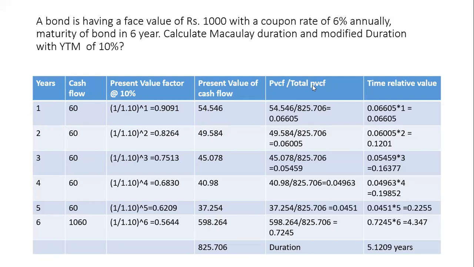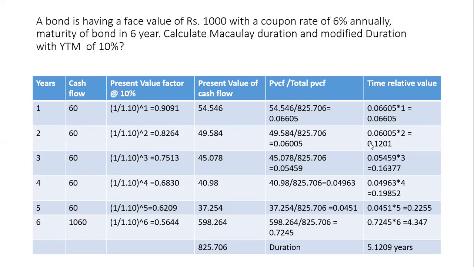You can also write the current market price and divide by it, but if it is not given in the question, you will take the total present value of cash inflow. The last column is the weight of bond value, the proportion of bond value. The fifth column is the proportion of bond value multiplied by the time in years. You multiply the first answer, 0.06605, by 1.